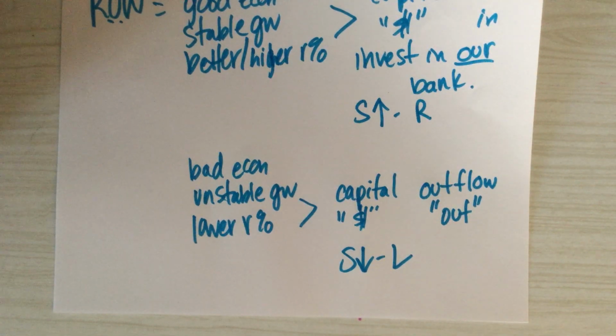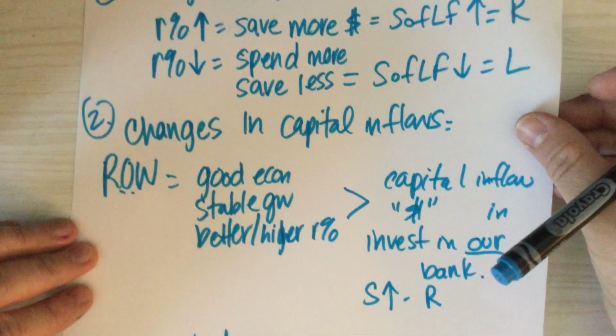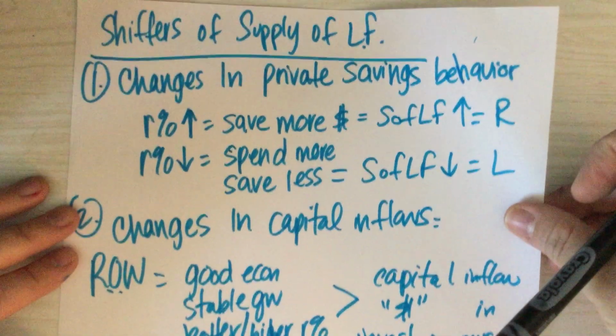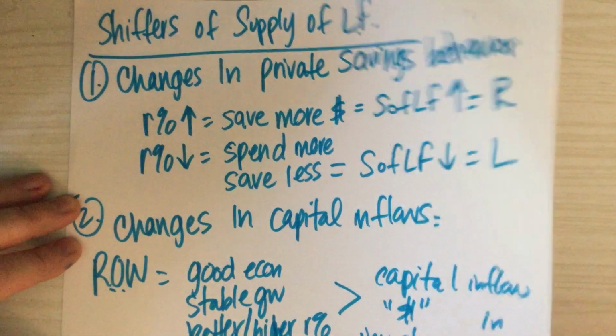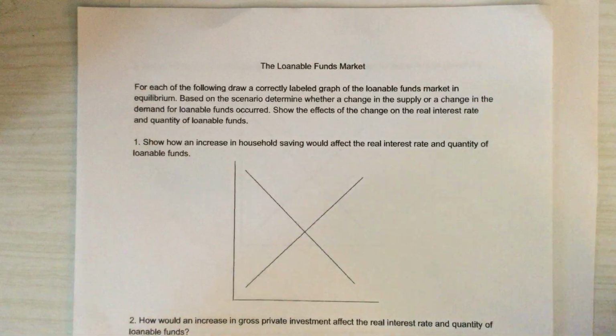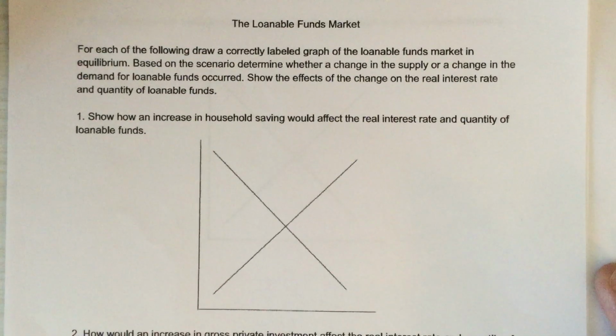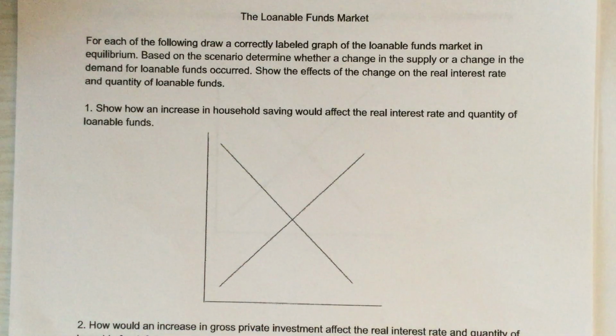Okay, so hopefully then you can understand what would affect the supply curve and the demand curve of loanable funds. I want to go over, before I end this video, the 4 examples on here, and hopefully then you can understand it a little bit more with scenarios that you will come across in the FRQs.